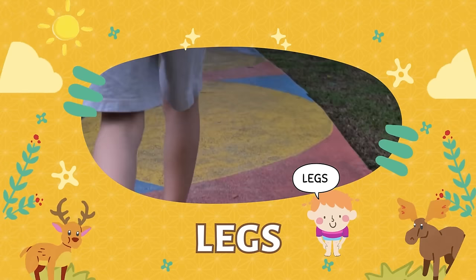Z is for zebra. Z is for zip. Z is for zucchini. Z is for zigzag. Z is for zebu. Z is for zoo.